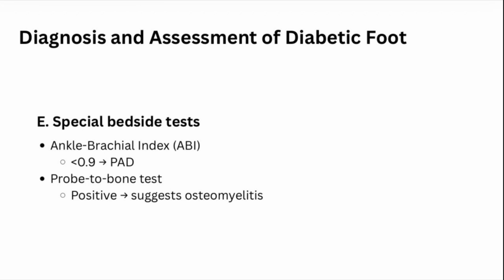The ankle brachial index, or ABI, is used to assess peripheral arterial disease. An ABI of less than 0.9 is diagnostic of PAD. Another important test is the probe-to-bone test. If the probe reaches bone, this strongly suggests underlying osteomyelitis.